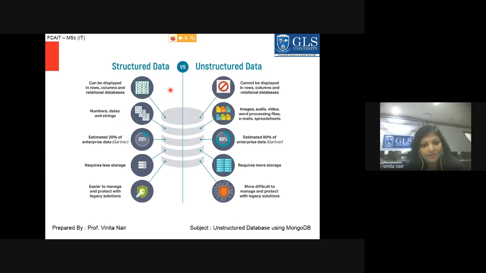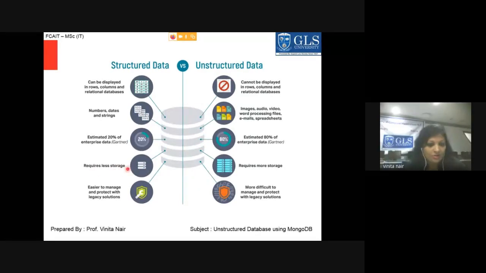So we can see the third image represents the statistics of the relational database in the worldwide market. It is just 20%. The current scenario is using 20% of the data in terms of RDBMS. So what about that 80% data? You can see that 80% is over here. Now let us move ahead with structured data. It requires less storage. Obviously, relational databases are flat systems, so they require less storage. That is one of the advantages, and it is easier to manage and protect the legacy solution. So this is all about the advantages of RDBMS.